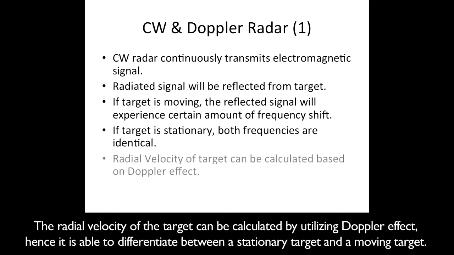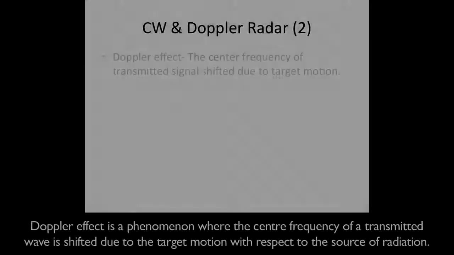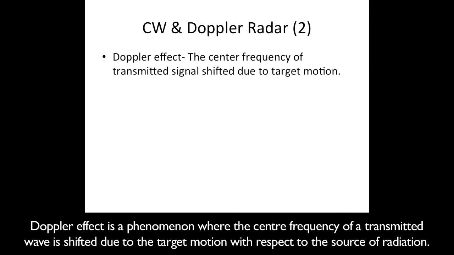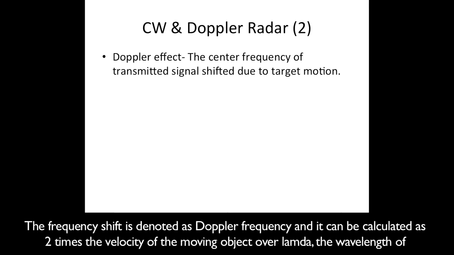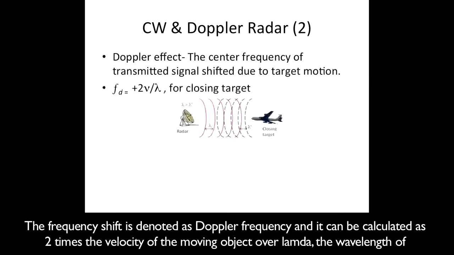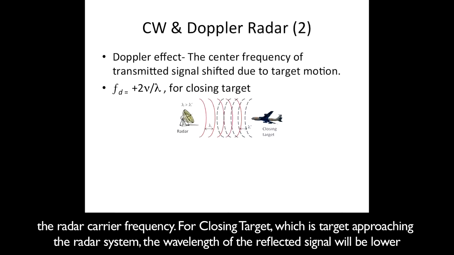The radial velocity of the target can be calculated by utilizing Doppler effect. Hence, it is able to differentiate between a stationary target and a moving target. Doppler effect is a phenomenon where the center frequency of a transmitted wave is shifted due to the target motion with respect to the source of radiation. The frequency shift is denoted as Doppler frequency, and it can be calculated as 2 times the velocity of the moving object over lambda, the wavelength of the radar carrier frequency.